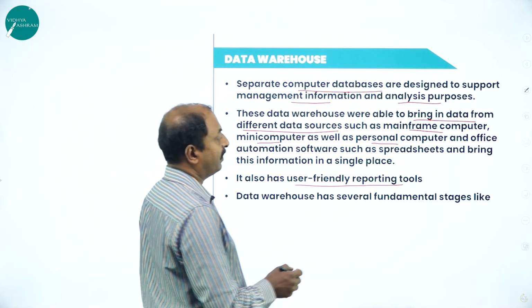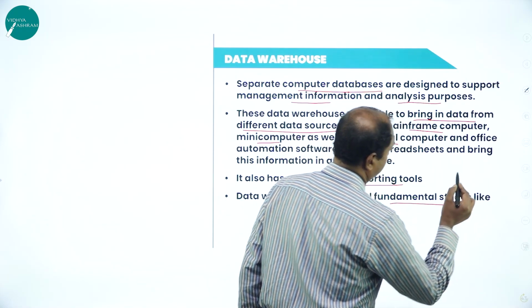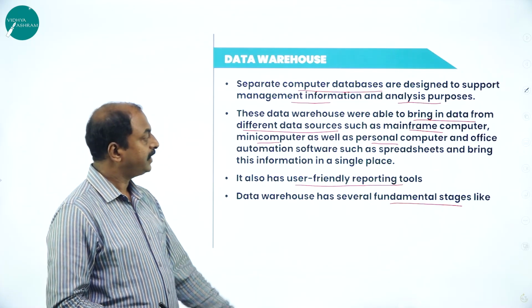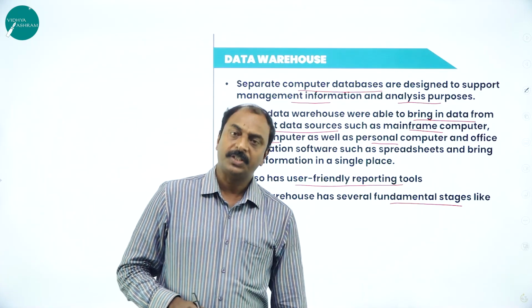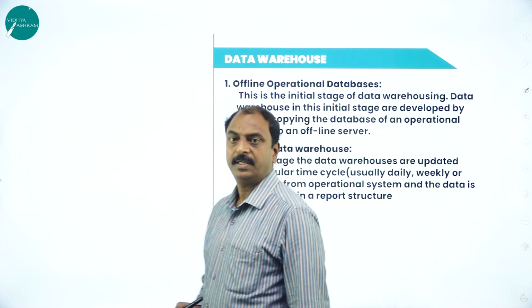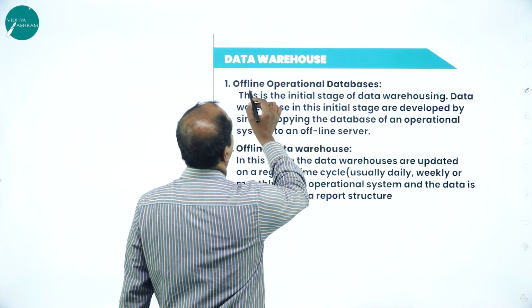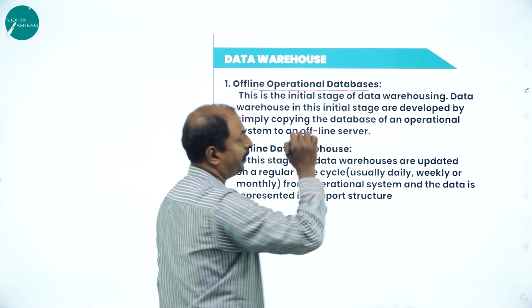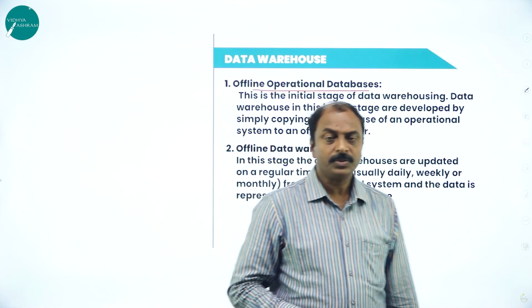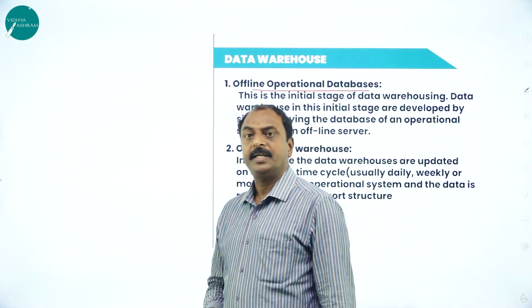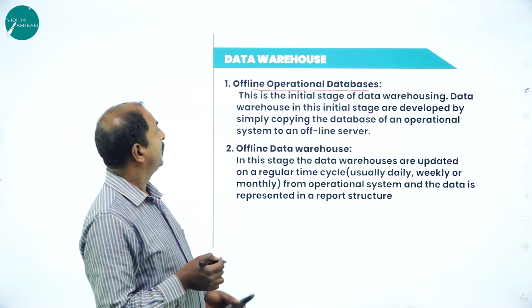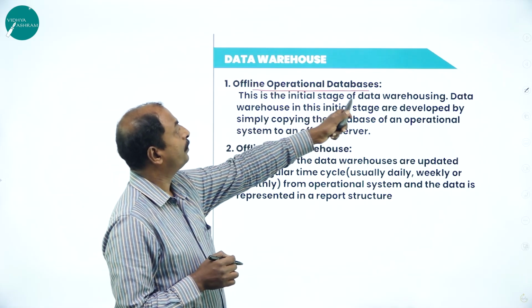A data warehouse has several fundamental stages. Let us see what the different stages are. First one is the offline operational database. As we have seen in the previous slide, a data warehouse is nothing but a collection of data stored in one particular computer or at one location.